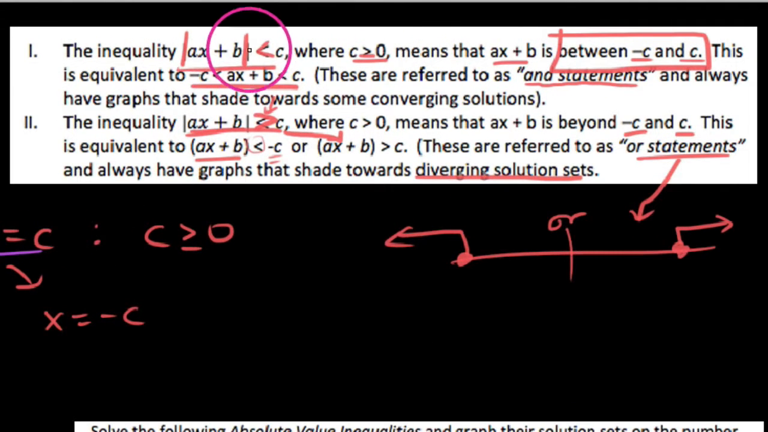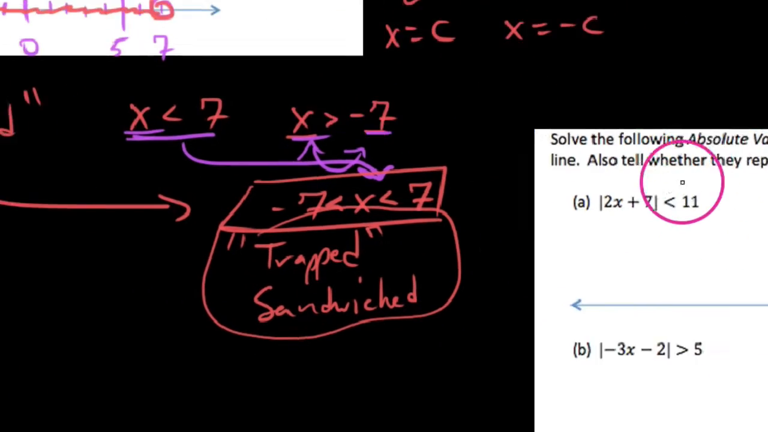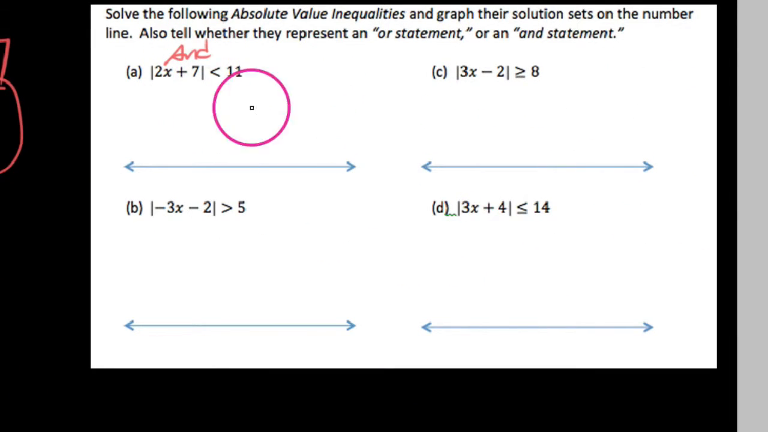I'm going to say less than. Less than was this top one here, and I know that less than means sandwiched or trapped. We saw that. So this is an "and" type of situation. We'll see that with the graph here.